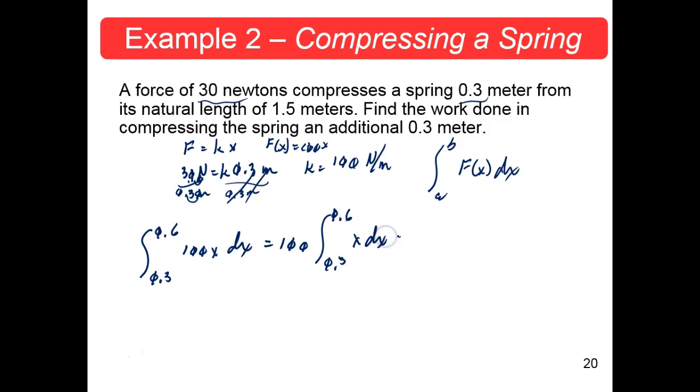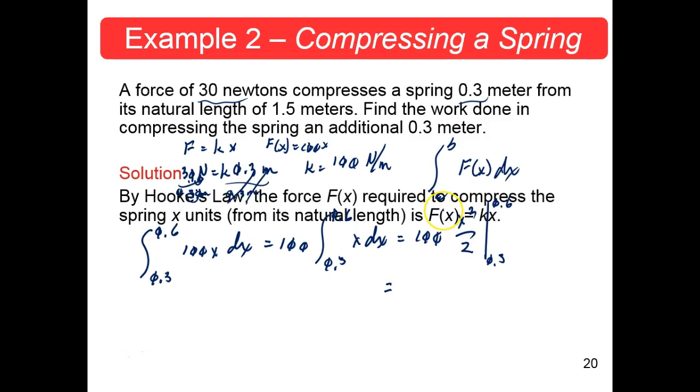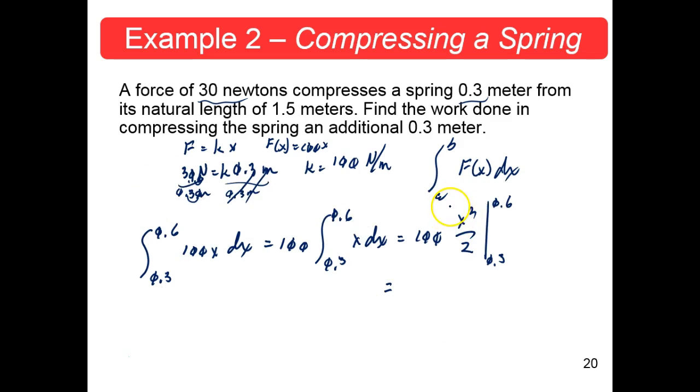Pretty hard calculus here, isn't it? What's your antiderivative of x dx? X squared over 2, evaluated from 0.3 to 0.6. Now, the hard part here is, of course, the math. First thing I'm going to do is do the 2 into 100 and make it 50, just to keep from messing with that. And then, what's this?